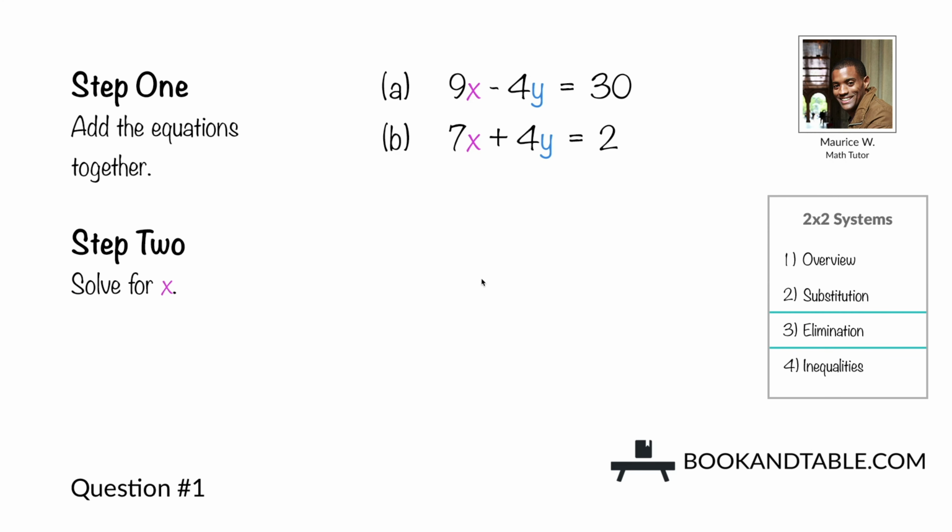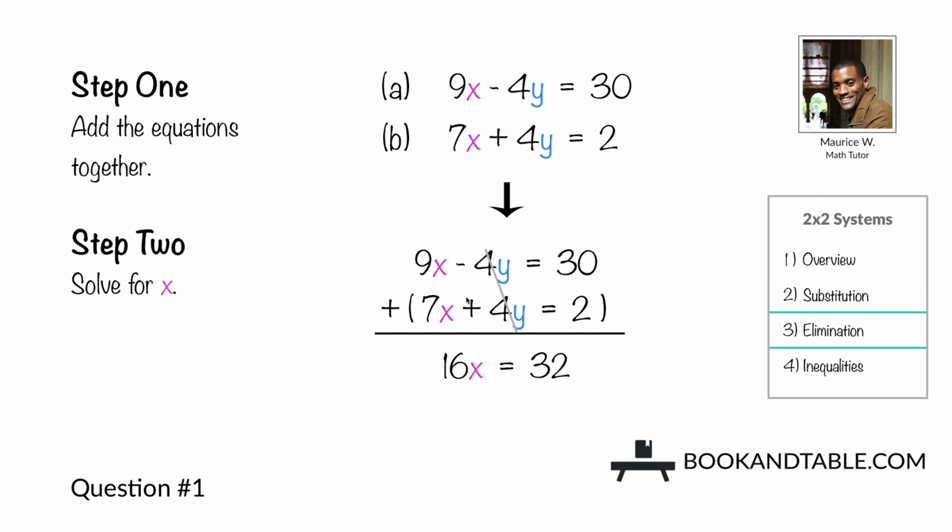Question number 1. Since our y terms have coefficients that are equal with opposite signs, we'll eliminate y first, since we can do so by adding the equations together. Negative 4 plus 4 would be 0, so that would allow us to eliminate y, leaving us with 9x plus 7x, which is 16x, and 30 plus 2, which is 32. So now that we've eliminated y, step 2, we could solve for x.